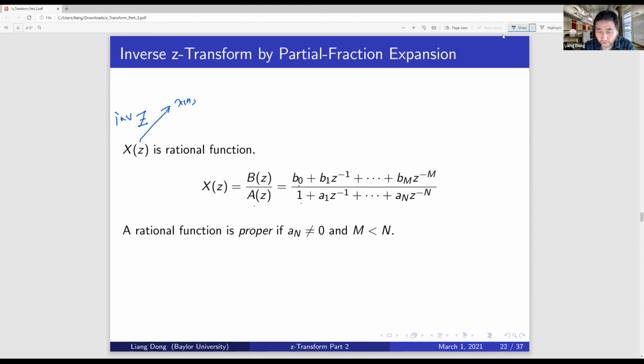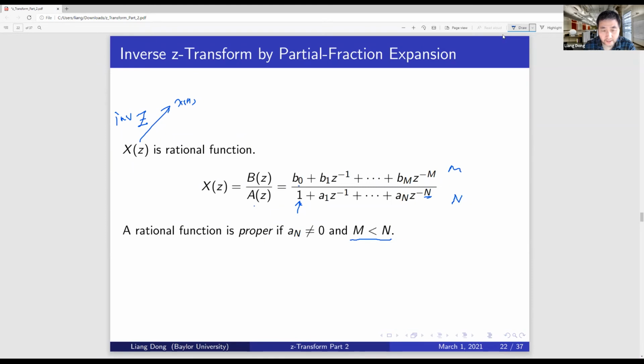We call a rational function proper if a_n is not equal to 0. I count the order of the denominator. If a_n is not equal to 0, then I exactly have the order of n. And also, m is less than n. Then we call this rational function proper. So the order of the numerator, m, is less than the order of the denominator, n.